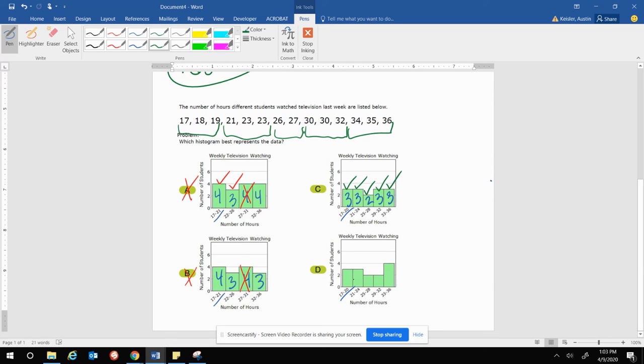Since that one works, we can tell obviously these numbers are a little off on here. These two sections over here would not work. So my correct answer has got to be C.